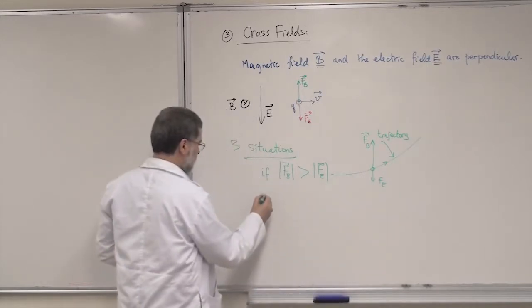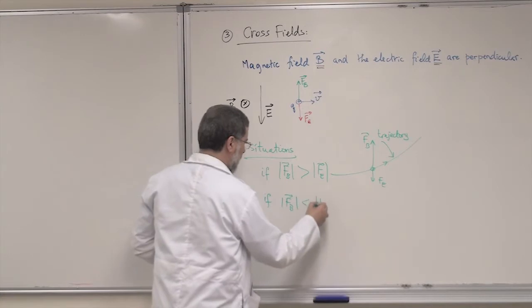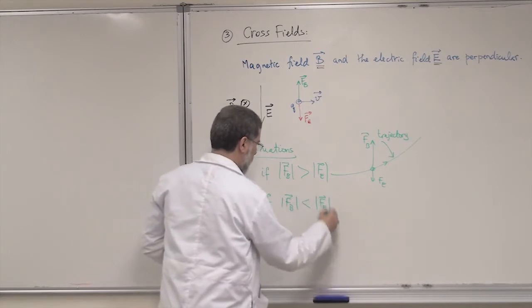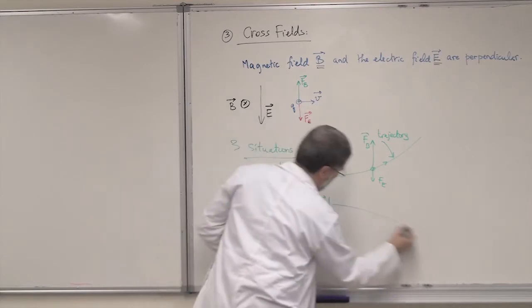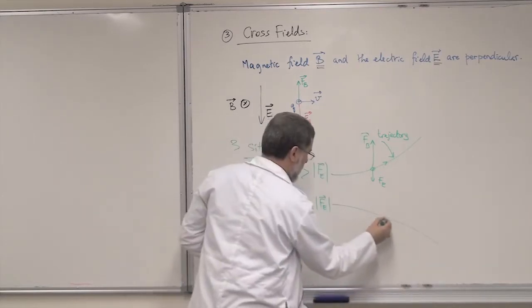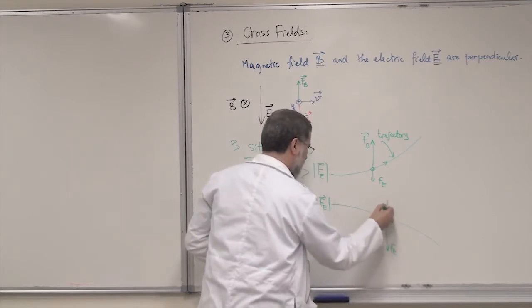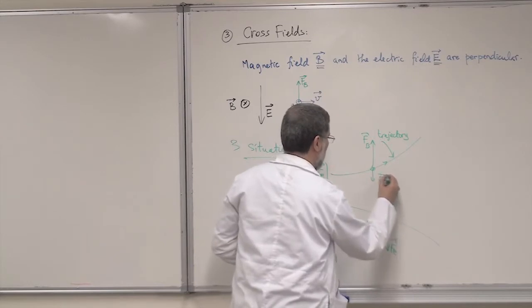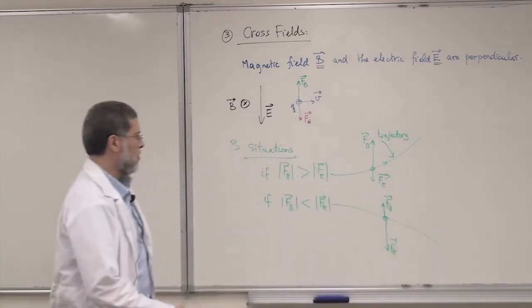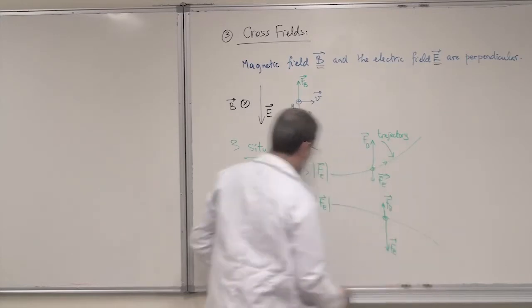Now, if FB is less than FE, okay, this force is bigger than this force. The particle will be going like this. So let's draw the particle here. That's FE, and that's FB. So what is the direction of the net force, my son? Here, the net force will be downward. So the particle will go in this way. This is the trajectory of the particle.